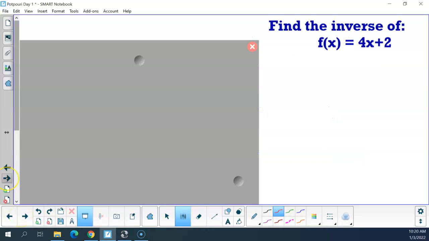All right. So I'm going to break it down into 4 quick and easy steps on how to find an inverse. But first, we're going to use this function. We're going to use f of x equals 4x plus 2 as our function. We're going to find the inverse of it.